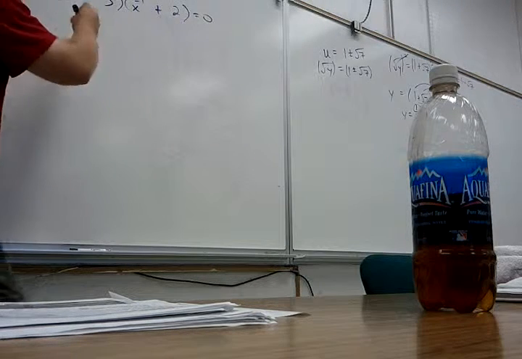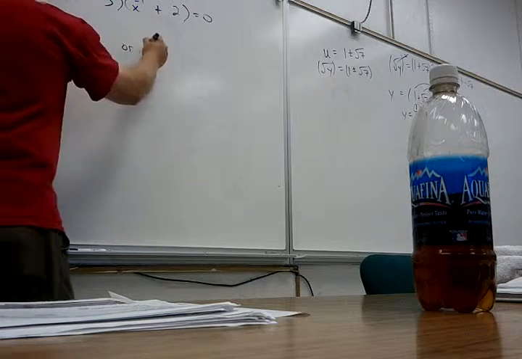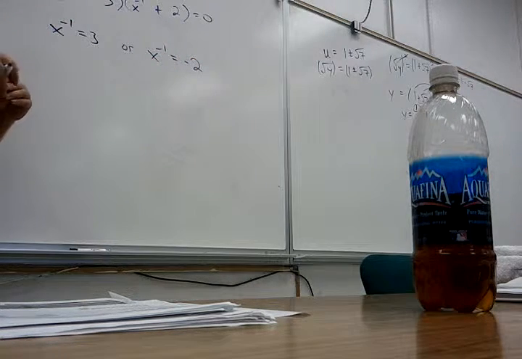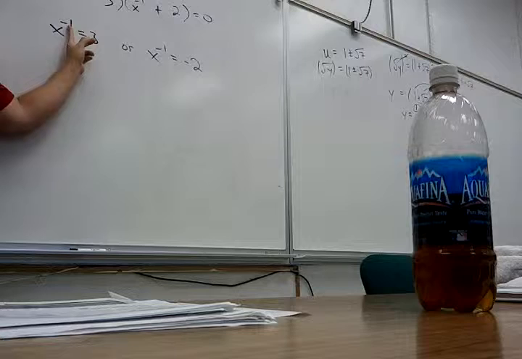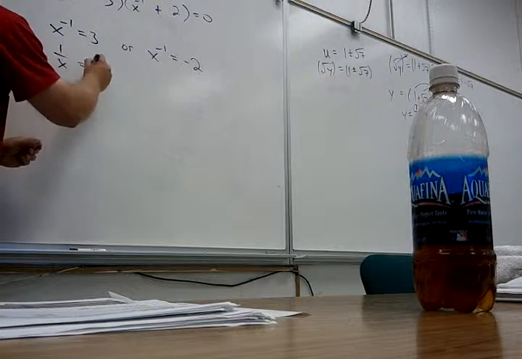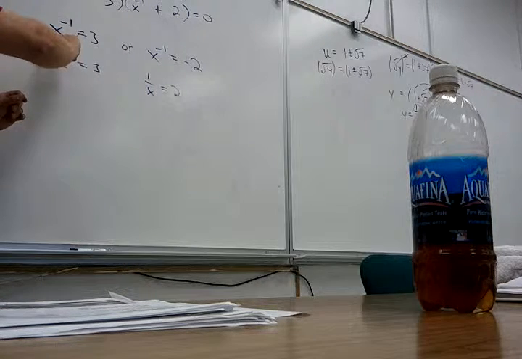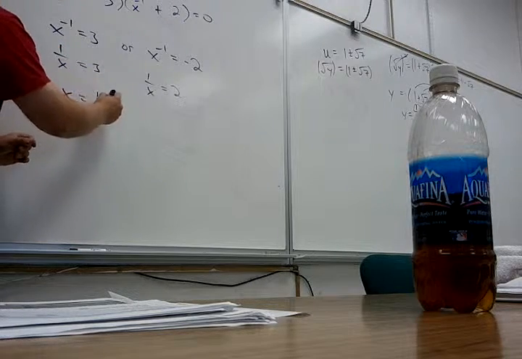So then what's got to be true? x to the negative 1 equals 3, or x to the negative 1 equals negative 2. Cool. Now what do you do here? Here's a really funny thing. What does the negative power mean? Flip it. So this is really 1 over x, right? And here's what's funny. What do I want to do to this just to make it x? I just want to flip it. Whatever you do to one side, you better do to the other side.